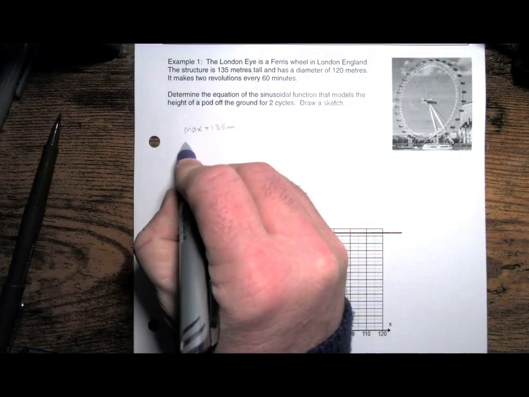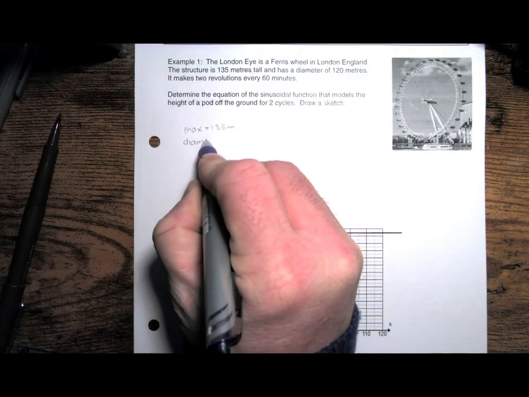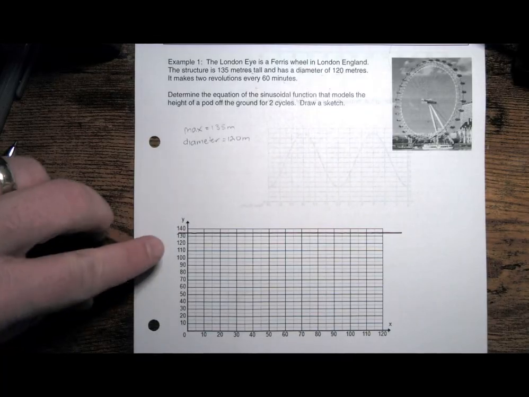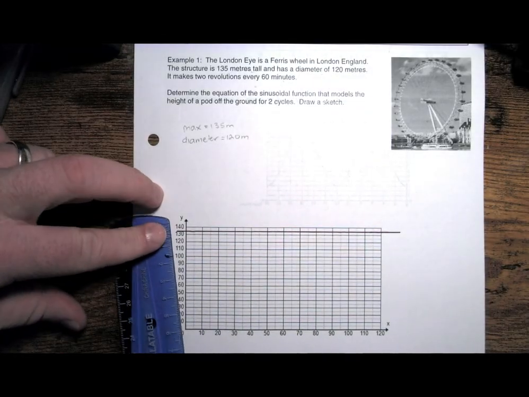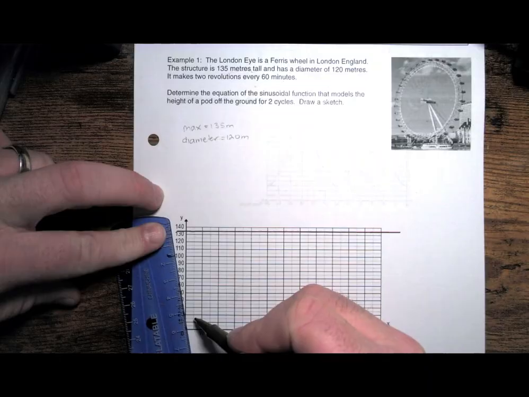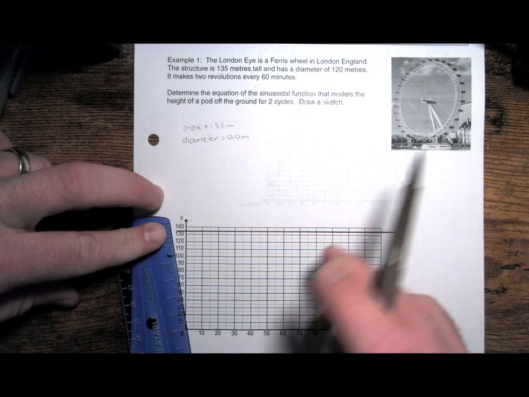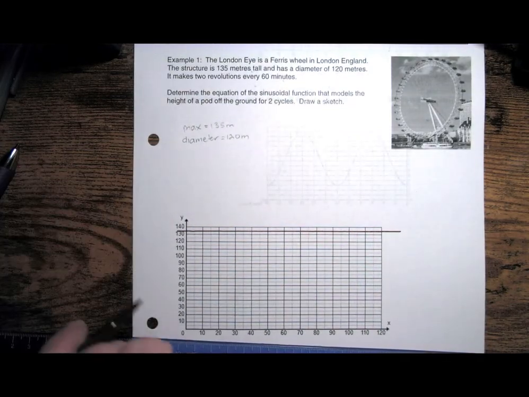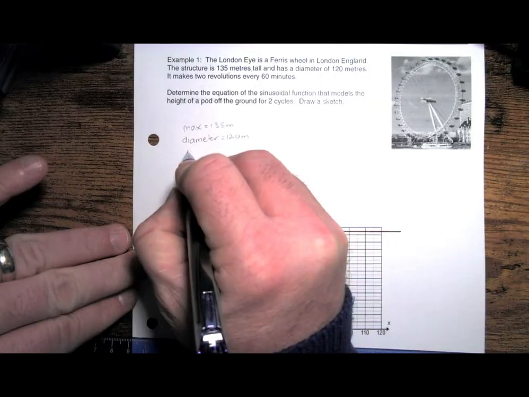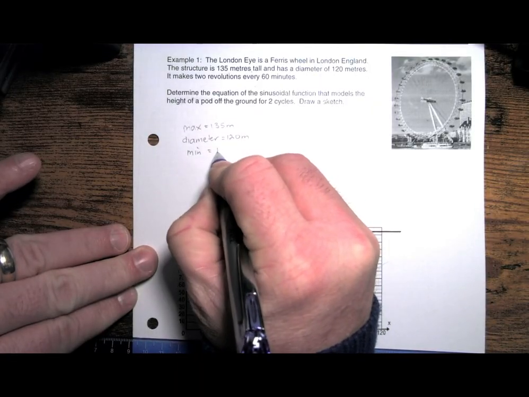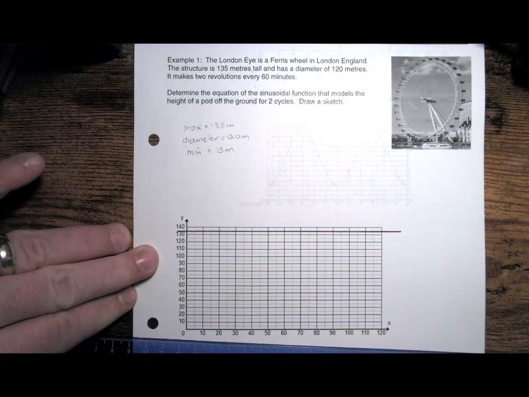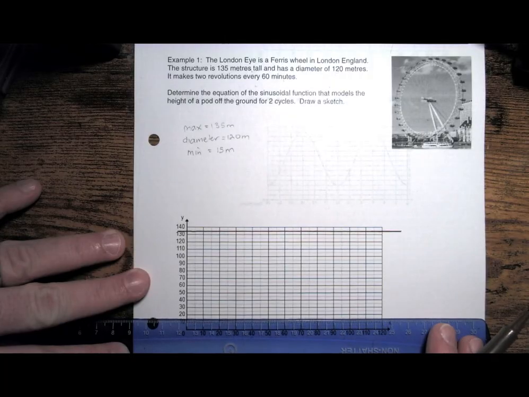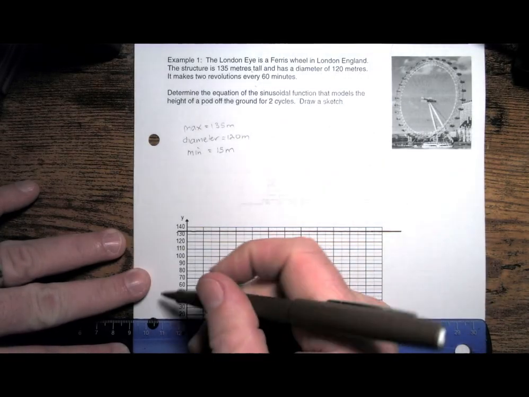And we know that our diameter is 120 meters. So that means from the top to the bottom is 120 meters. So we're going to have a little bit of gap. And our minimum height is going to be 120 meters down, so that would leave us with 15 meters left. And we can draw that line in. Got that.